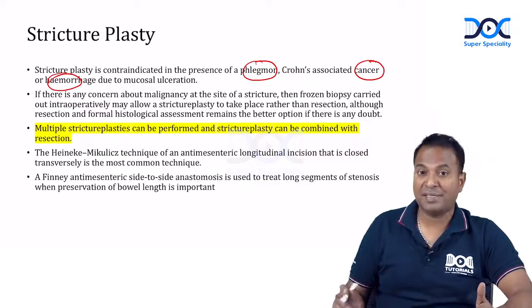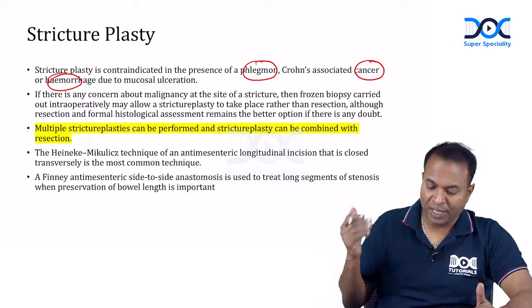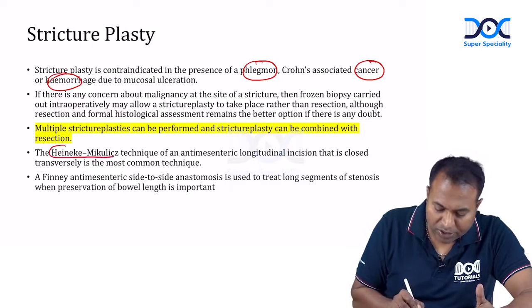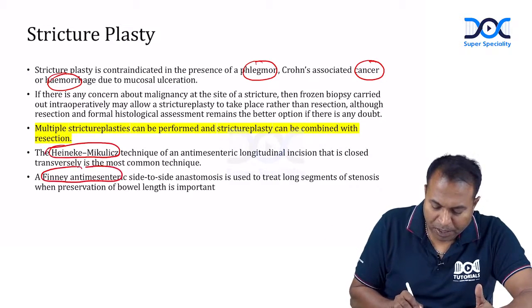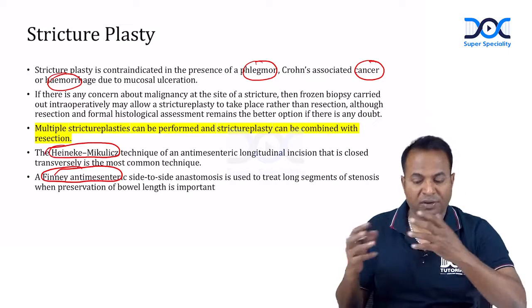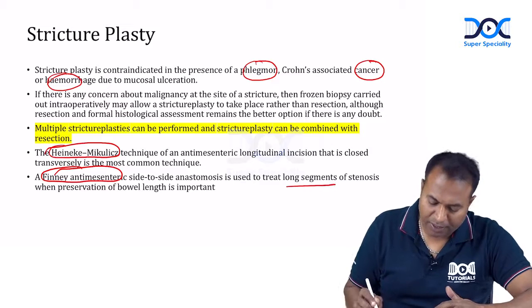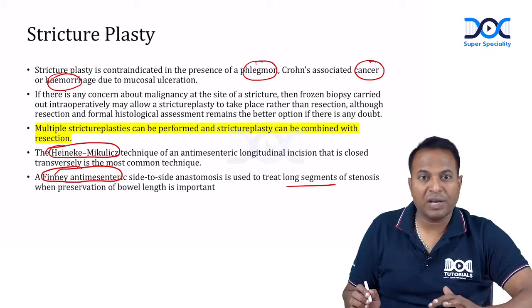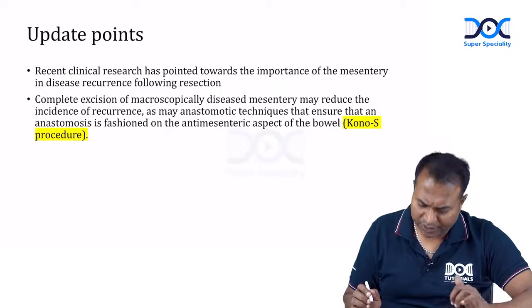Multiple strictureplasties can be combined with resection. Heineke-Mikulicz is done for short strictures and Finney for long strictures. So, please don't forget: Heineke-Mikulicz for short strictures and Finney's for long segments of strictures. Mostly we try to do strictureplasty instead of resection.